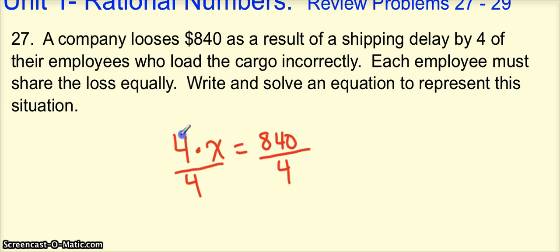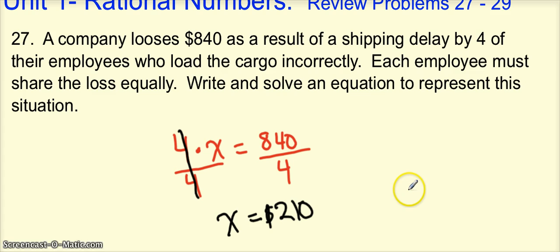4 divided by 4 is just 1, so that cancels out. x is left over, and now I can do my division. 4 goes into 8 twice, 4 goes into 4 once, 4 goes into 0 zero times. So I know that each employee has got to pay $210.